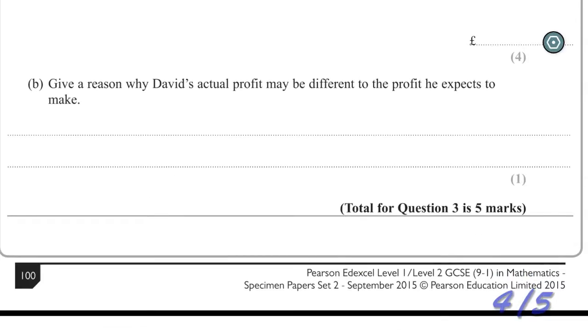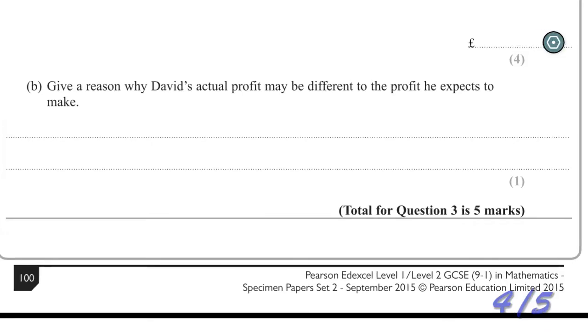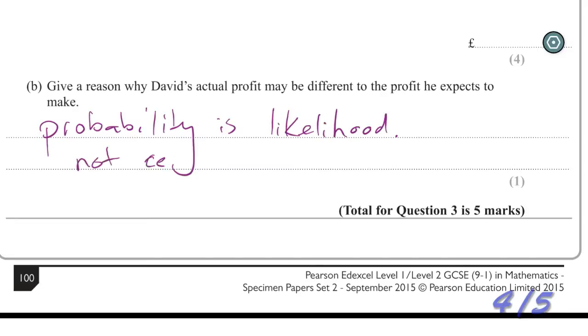Part B, give a reason why David's actual profit may be different to the profit he expects to make. Lots of different answers here you could do, but the one that kind of covers everything is just that probability is likelihood, not certainty. And that would cover it. There's a few different things. You could be a bit more specific and say something like he expected 30 people to play, but maybe more played, maybe less did, something like that.